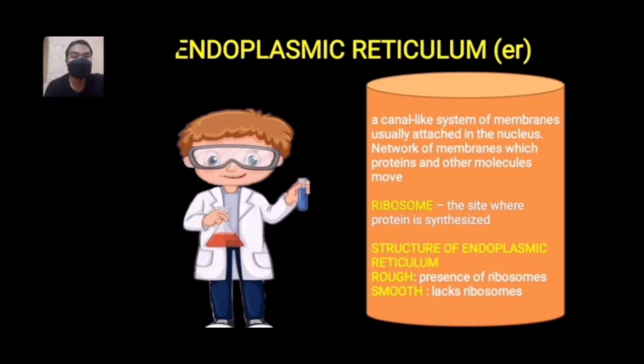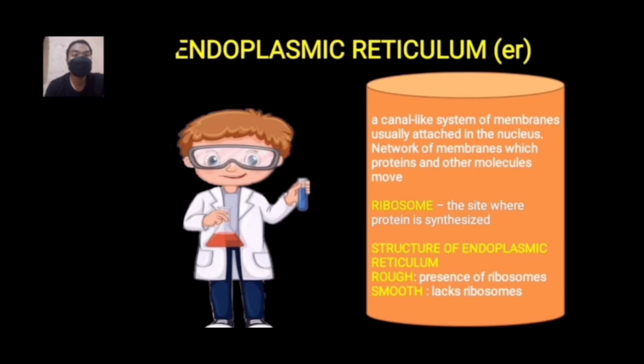We have two types of endoplasmic reticulum: rough ER with ribosomes and smooth ER without ribosomes. And ribosome, the site where protein is synthesized. What are ribosomes? A ribosome is a complex molecule made of ribosomal RNA molecules and protein that forms a factory for protein synthesis in cells. And like I said earlier, we have two types of endoplasmic reticulum.